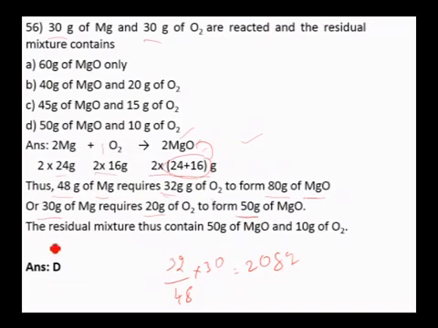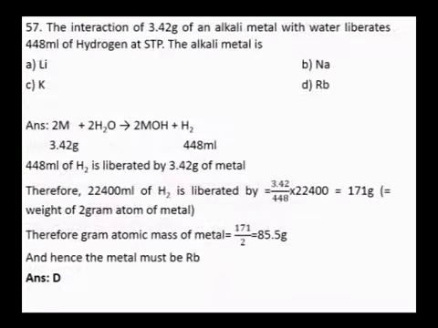Naturally, the residual mixture will be 50 gram of MgO, which is the product, and 10 gram of oxygen, which remains unreacted out of 30 grams of oxygen, because the magnesium is totally consumed here, and therefore the residual mixture will have only MgO and 10 gram of oxygen, and the correct option becomes option D for question number 56. Moving on to question number 57.